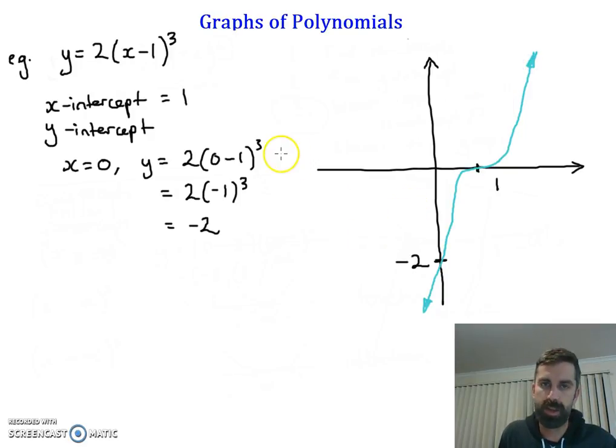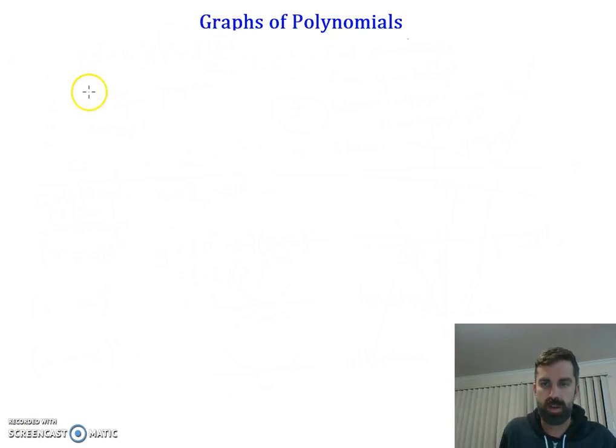Okay, so same process here. I found the x-intercept, found the y-intercept, and then I've basically joined the dots, taking into account the fact that at my x-intercept, I've got an inflection because it's a cubed. Okay, so that's why I did the inflection. Okay, so what we've just looked at is if you know the equation in factorized form and you want to graph it.